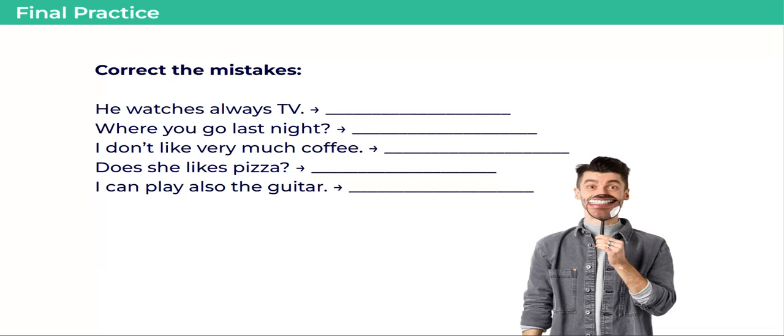Number 2, where you go last night. What is the correct sentence? Anthony says, where did you go last night? Anne-Sophie, where did you go? Aurélie, where do you go? Where did you go? And Valerie, where do you go? So because we said last night, we have to say, where did you go?